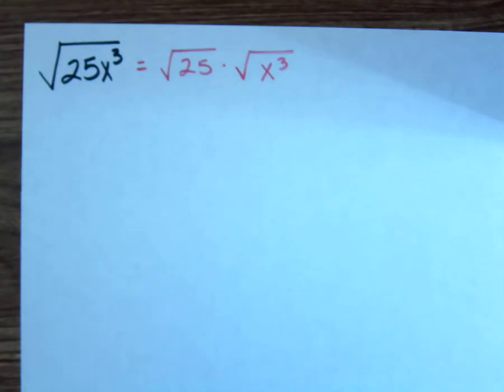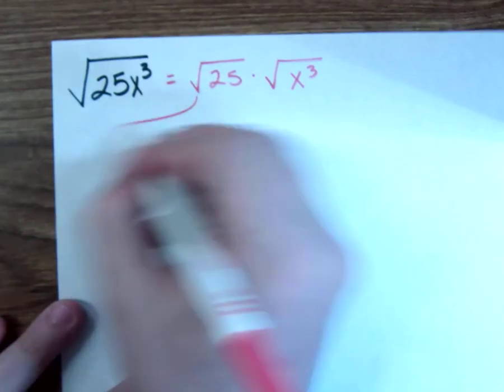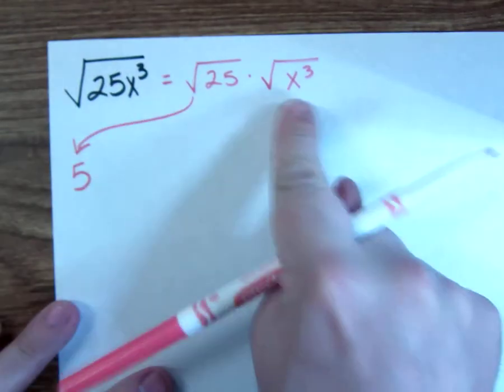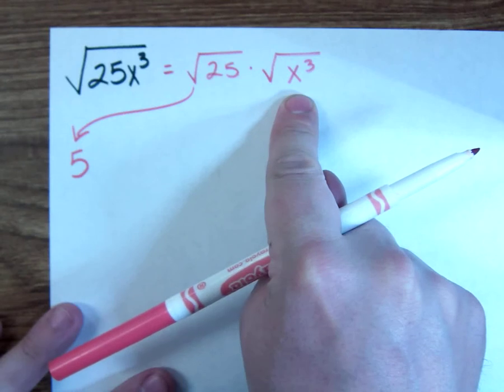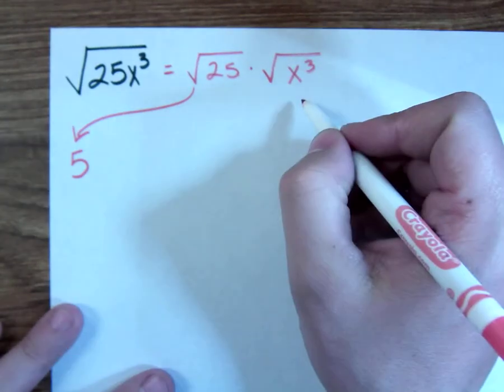And I feel pretty good about the first one. The square root of 25 is just 5. The square root of x cubed doesn't come out nicely. So I'm going to come down, I'm going to put this one over here. It's 5. I'm going to do some more work on this one. The square root of x cubed.